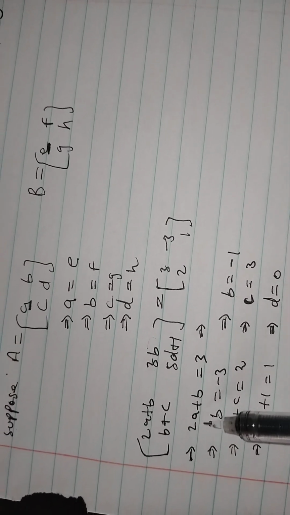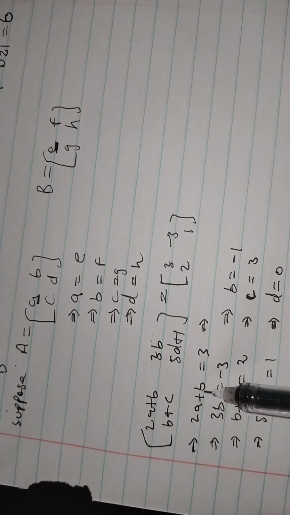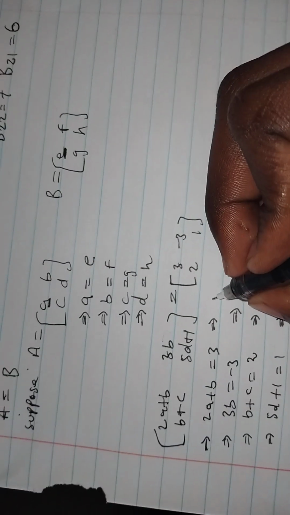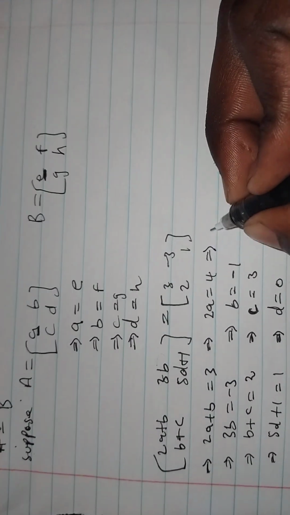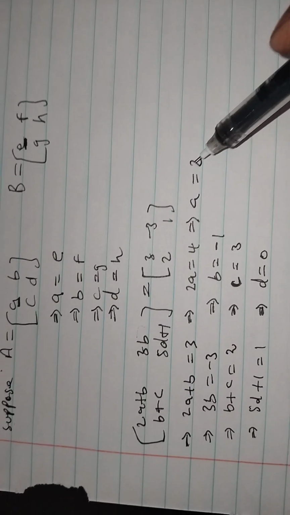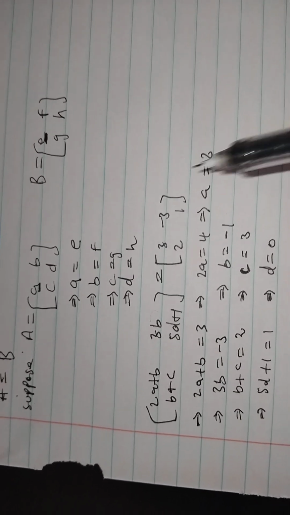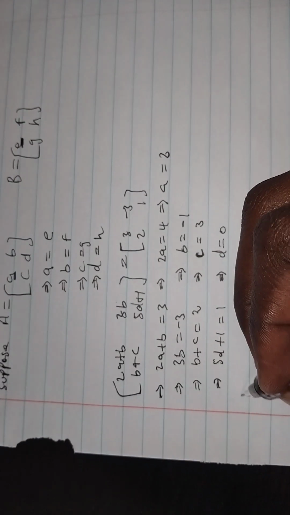That is simple algebra. I'm sure everyone is comfortable with that. Now on 2a plus b, since we know the value of b is minus 1, we can plug minus 1 there, then take it to the other side. Then it gives us 2a is equal to 4, and that implies that a equals 2. So now we know the value of a is 2, the value of b is minus 1, the value of c is 3, and the value of d is 0. If we plug these values into this matrix, they have to give us the right hand side. Let's prove that is true.